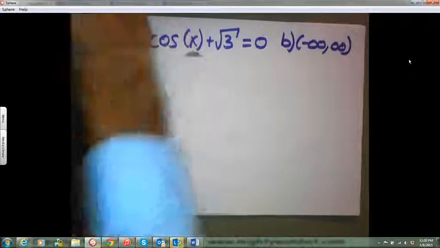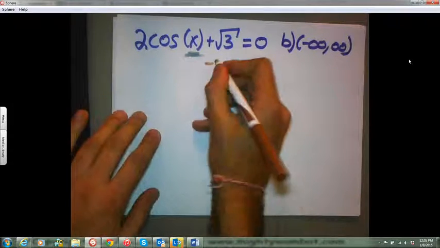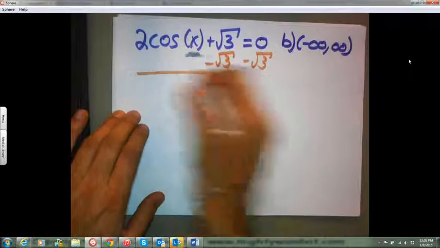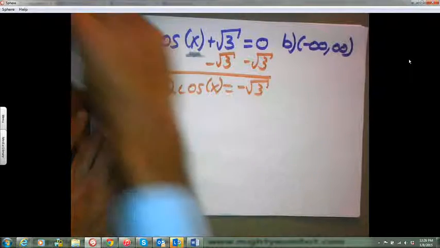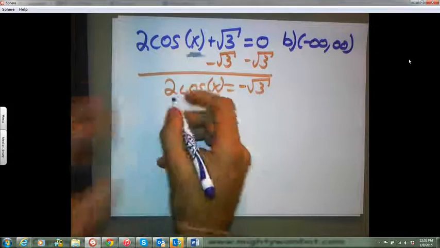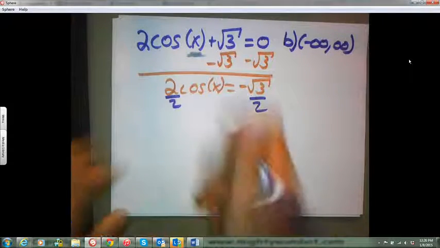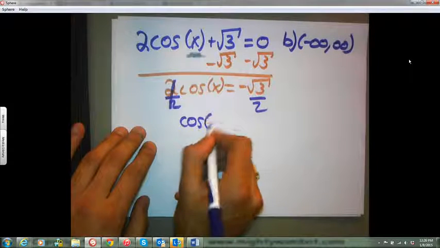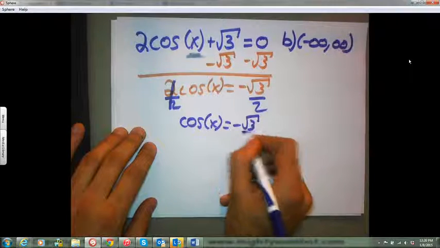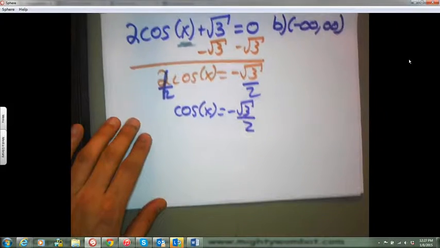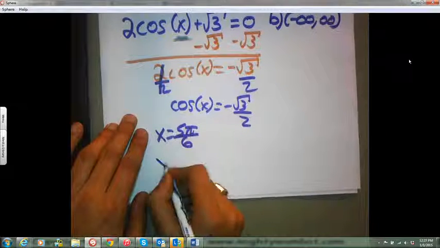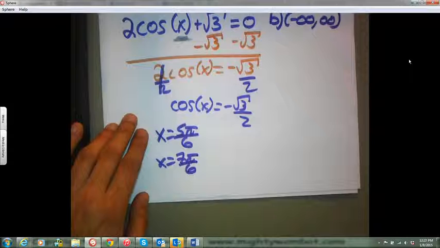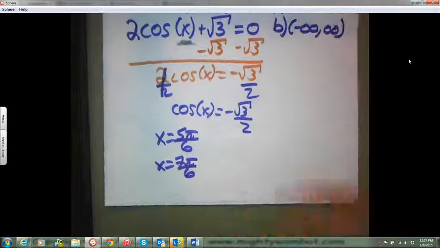So, step 1, let's minus the root 3 on both sides. 2 cosine of x equals negative root 3. Divide by 2. This goes away. Cosine of x equals negative root 3 over 2. Where is cosine equal to negative root 3 over 2? Well, as we just said, 5 pi over 6, 7 pi over 6. So that's the basics.